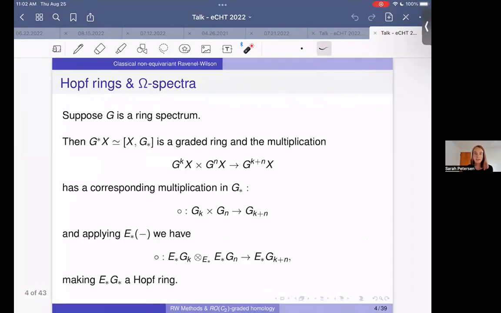We can suppose that our spectrum G is in fact a ring spectrum. Then in this case, the cohomology of a space X is a graded ring, and this will have a corresponding multiplication that we will denote with the circle product on the spaces of the spectrum. And then on applying E homology, we get a product, which makes the E homology of G a Hopf ring.